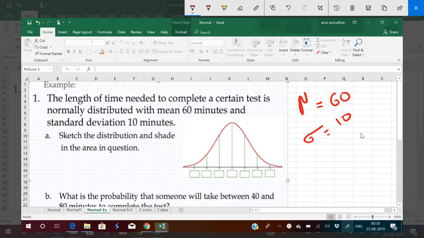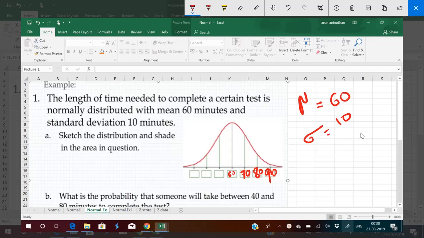So mean will be the middle value, where the maximum number of occurrences will be there. So this box, what will it contain? It will contain 60. And one standard deviation to the right, that means 60 plus 1 sigma, that is 70. 60 plus 2 sigma, that is 60 plus 2 into 10, 80. 60 plus 3 into sigma, right? 90.